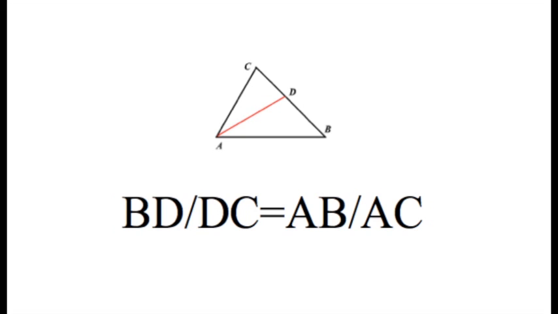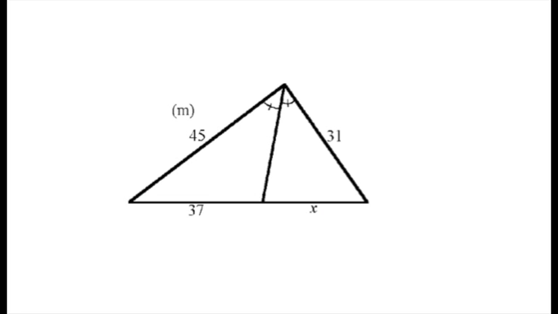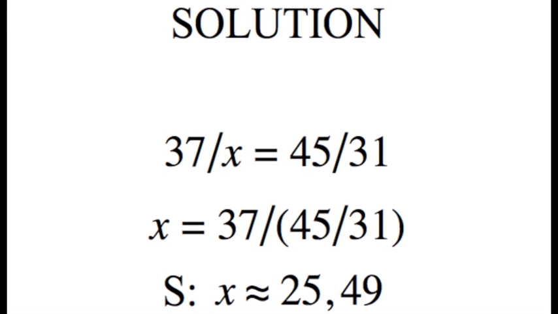Using the triangle angle bisector theorem, we are now going to solve this problem. We have a triangle where we want to know the value of x. Following the theorem, we have 37 divided by x equals 45 divided by 31. And that gives us the answer to x as 25.49.